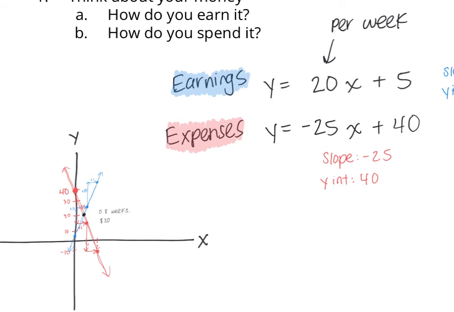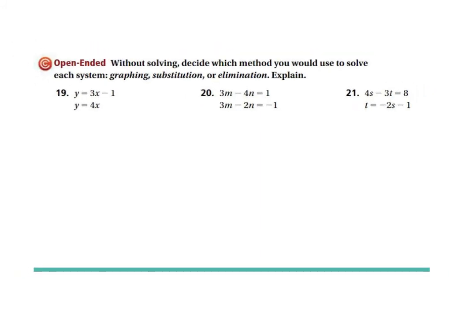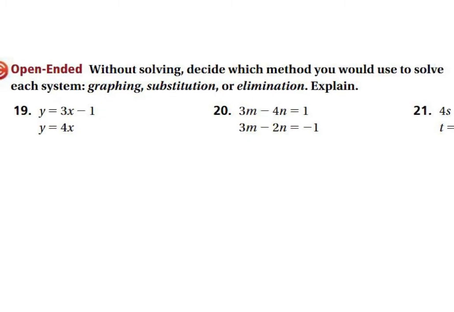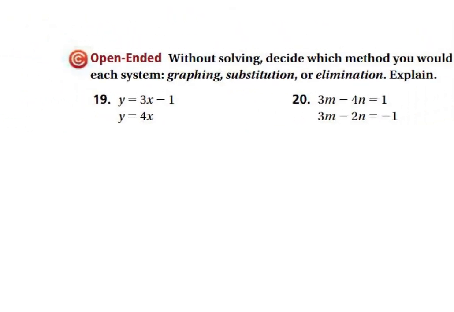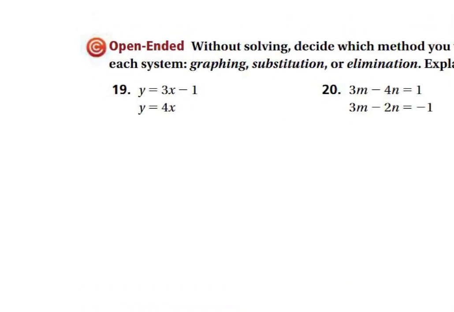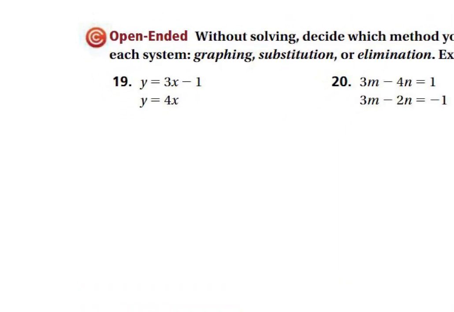All right, next slide. We're not solving these, okay? I just want you guys to take a look and tell me whether we should substitute, eliminate, or graph each of these. What do we think we should do for 19 and why? Ashton? Substitution? What else? Substitution is a good one because we've got y in terms of x. What else is a really good one for number 1?